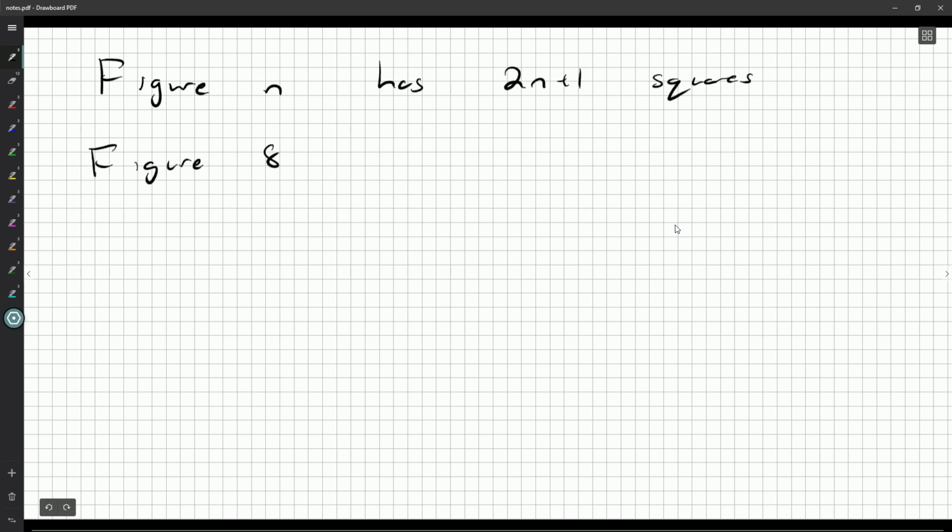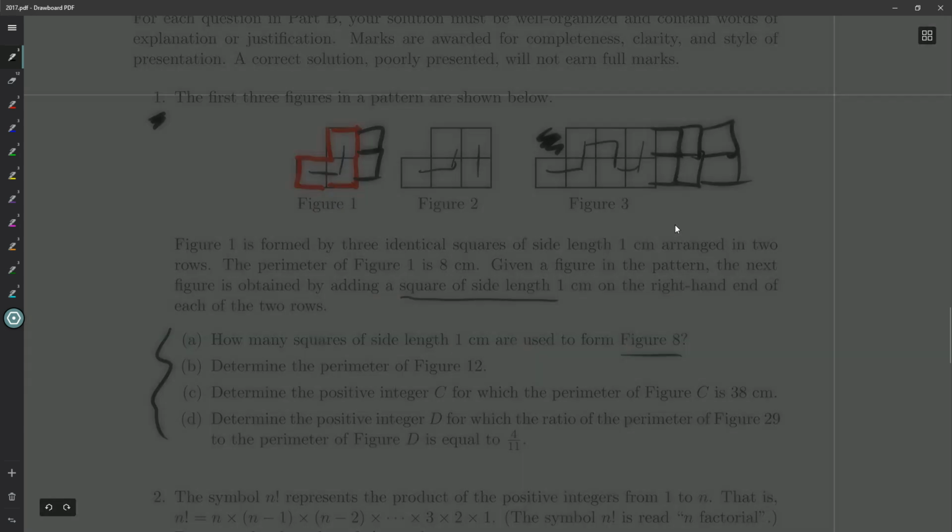Okay, so figure 8 has 2 times 8 plus 1, 17 squares. Okay, which you could have found if you drew them out. And that's perfectly acceptable, but it's not as elegant, I would say.